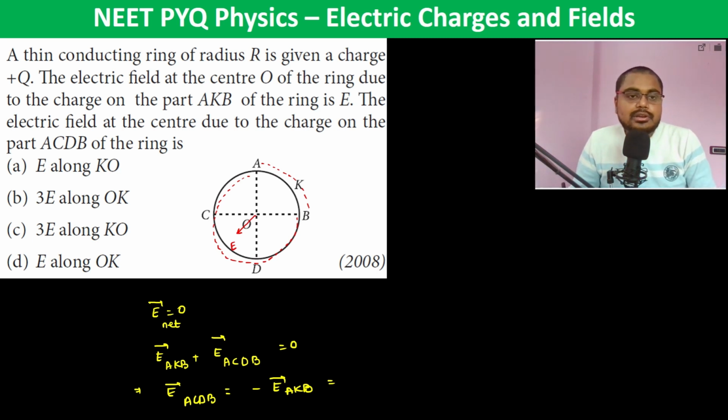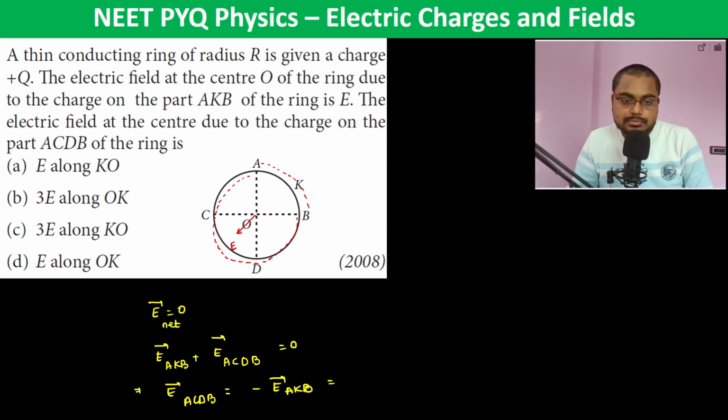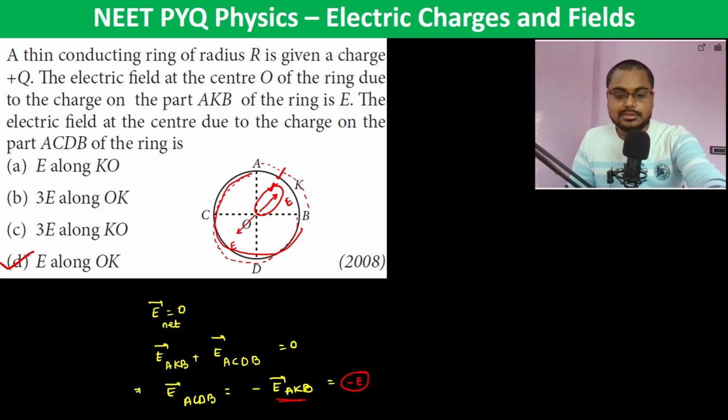The electric field at the center O of the ring due to the charge on AKB is E. Since this is E, this has to be minus E, so the direction has to be opposite. So due to the entire ACDB, the magnitude is E and it should be along OK. So D is going to be the answer.